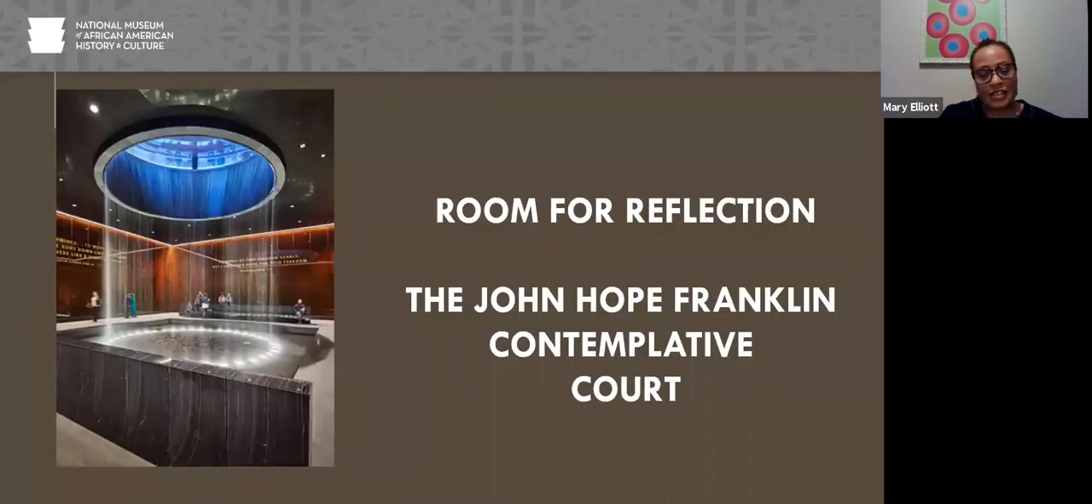And finally, this gives you a sense of inside the museum as you come through looking at all of this history and really thinking through all of what the nation has been through. We created a space for people to be able to just sit and pause and reflect and catch their breath. And this is our reflection room that has an inside waterfall, and it's dedicated to John Hope Franklin, whom I mentioned earlier in the presentation.